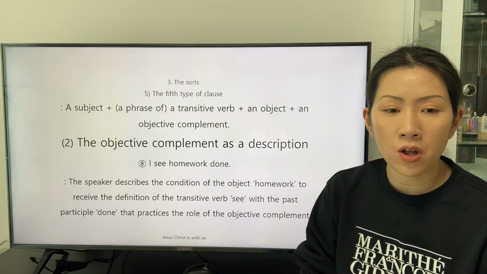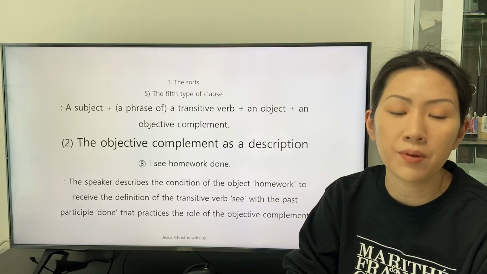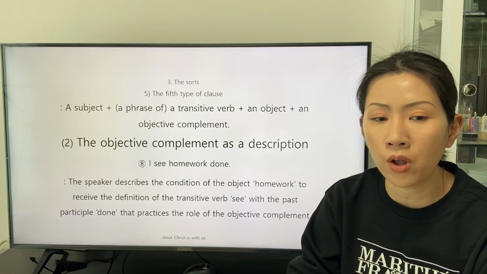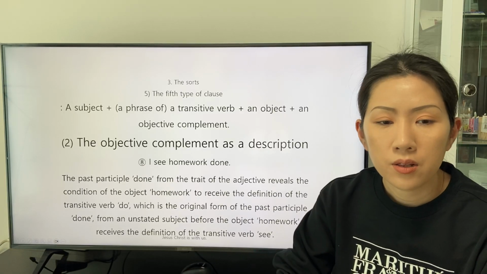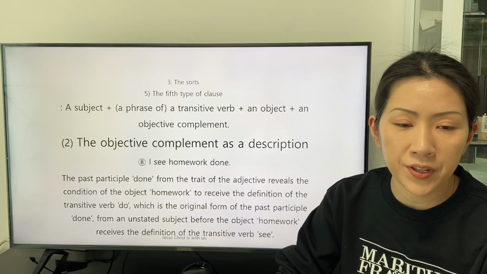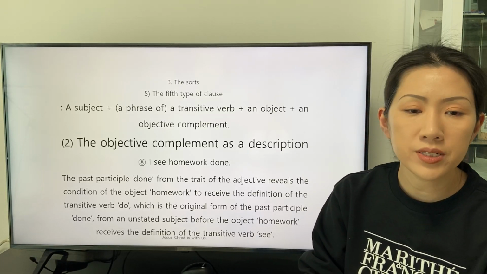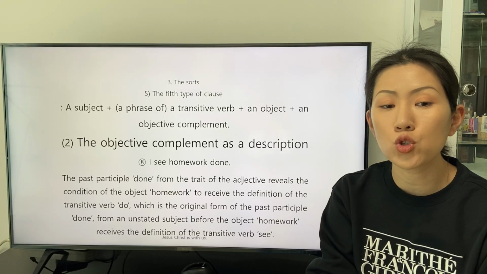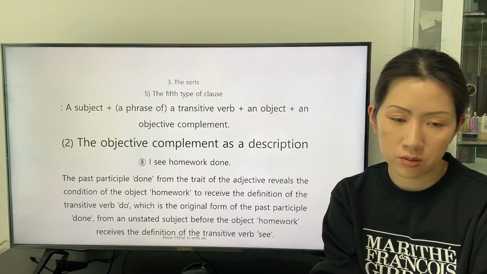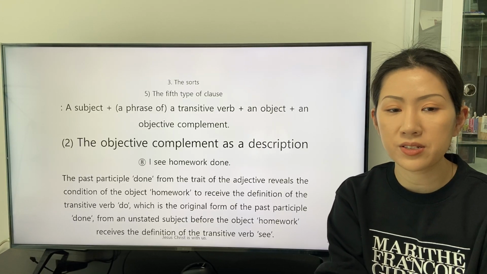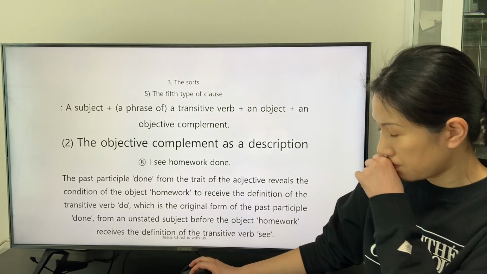The speaker describes the condition of the object homework to receive the definition of the transitive verb see with the past participle done that practices the role of the objective complement. The past participle done from the trait of the adjective reveals the condition of the object homework to receive the definition of the transitive verb do, which is the original form of the past participle done, from an unstated subject before the object homework receives the definition of the transitive verb see.